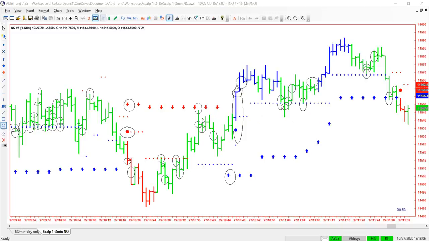Yep. Yes, sir, Rick. Either way. Is it okay to take the trade when it hits the arrow and closes either up or down? If it hits a blue arrow, blue is buy, red is sell. So it has to hit the blue arrow to buy, and it has to hit a red arrow to sell. Nothing else counts.